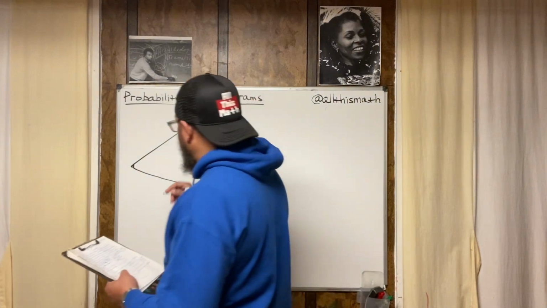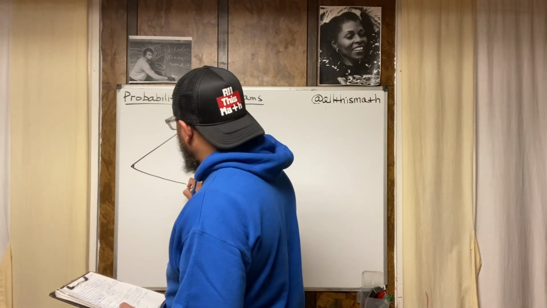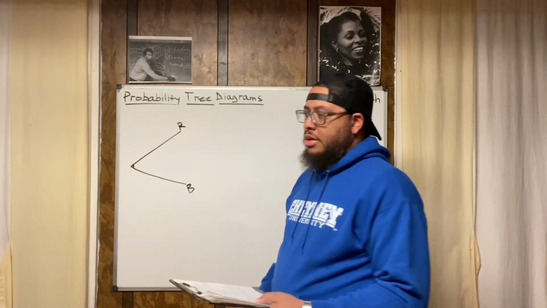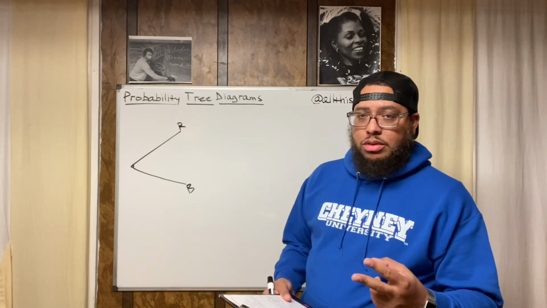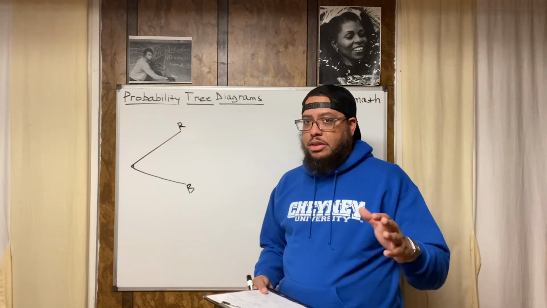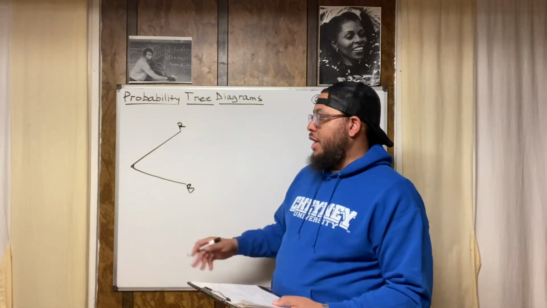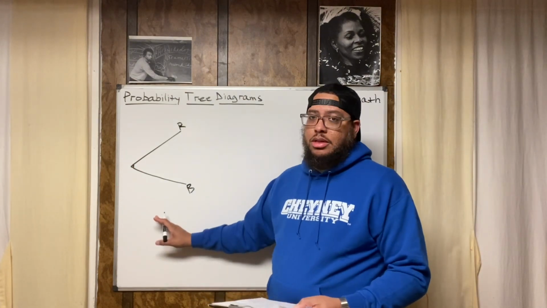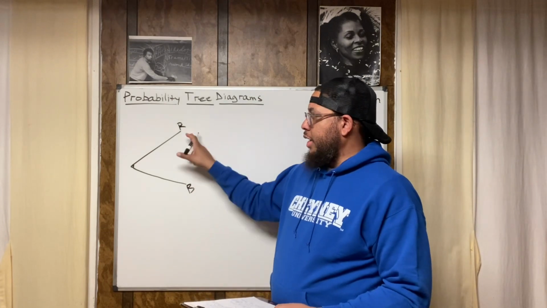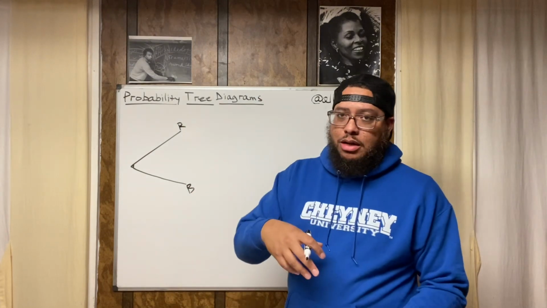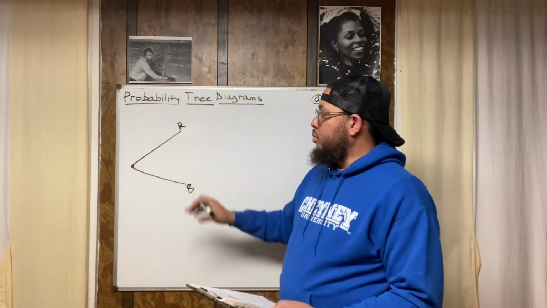Her pulling out a red candy or her pulling out a blue candy. All right, so this is how we set up a tree diagram. We've got 2 scenarios, right? There are only 2 options. It's not 3 options. If it was 3 options, then we'd have another branch. But it's only 2 options. So she can either pull red candy or blue candy. You have to read the problem and understand what your options are. Once you understand what your options are, that helps you to start your tree.